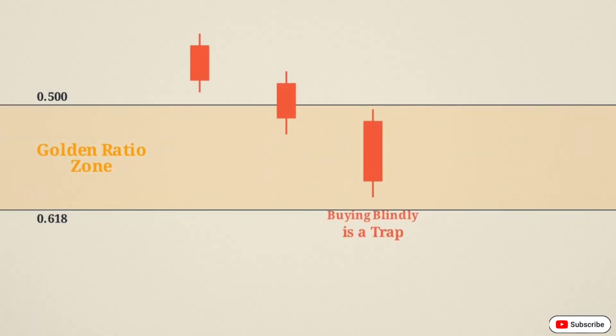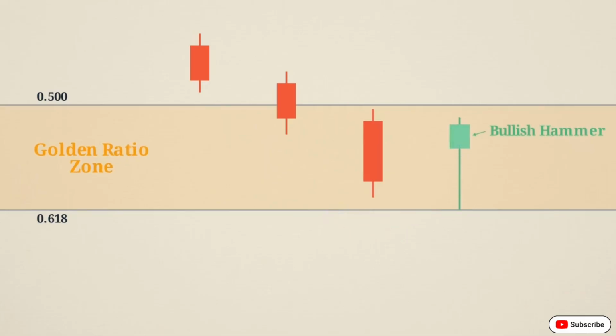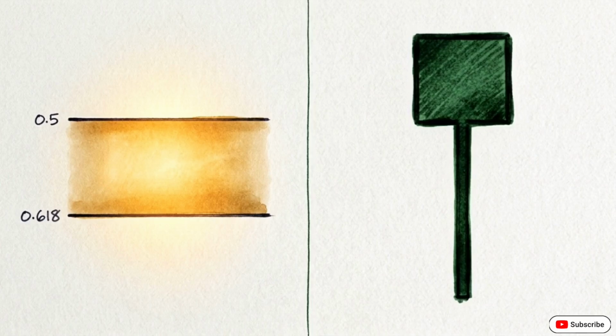Buying blindly is a trap. You must see a confirmation candlestick, like this bullish hammer, formed directly inside the golden ratio zone. Pairing the mathematical price discount of the retracement levels with the behavioral proof of a confirmation candle creates a massive statistical edge. Now we map the trade.